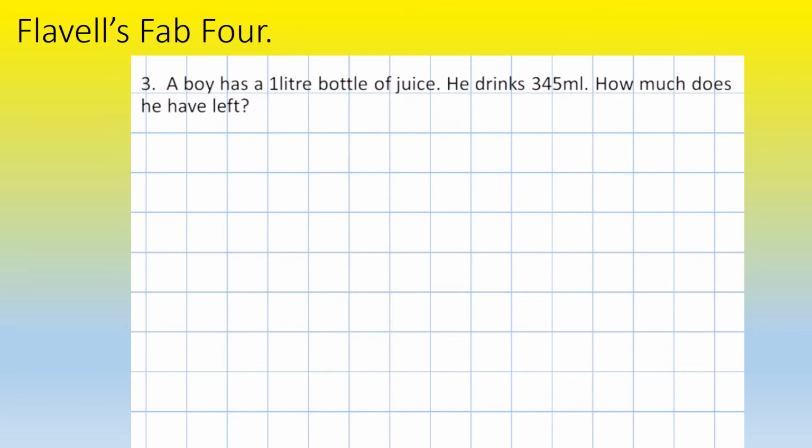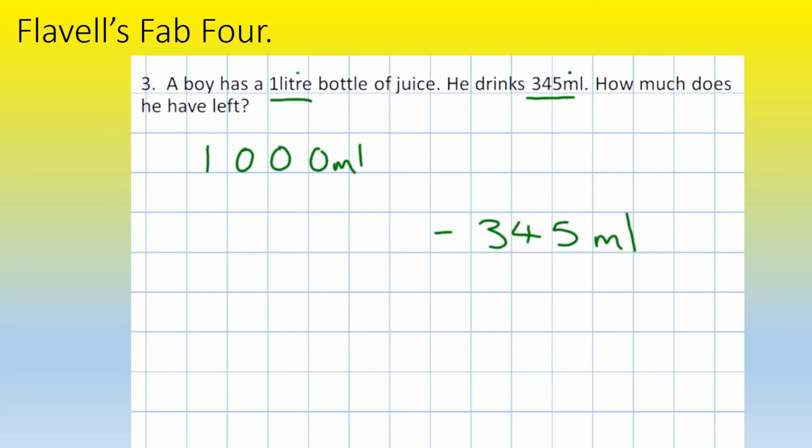So we've got a boy, he's got a 1 litre bottle of juice and he drinks 345 millilitres. Well, we've got a question here that's crossing litres and millilitres. So we need to convert the litres into millilitres first of all. And 1 litre is 1,000 millilitres. And if he's drinking 345 millilitres, that means we're taking it away.